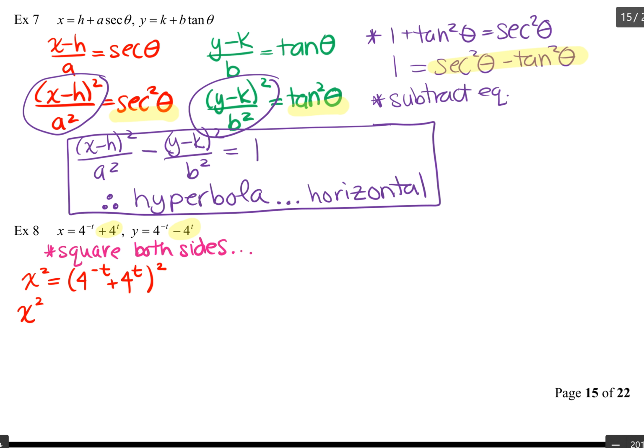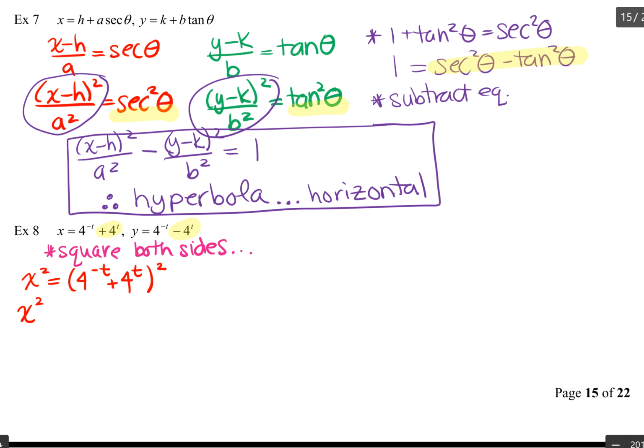X squared is equal to 4 to the negative 2t plus 4 to the 2t. Here, when I have these two, 4 to the negative t times 4 to the t, they have the same base, so I'm going to take the exponents and add them. So negative t plus t makes 0. 4 to the 0 is 1. So that's just plus 2 times 1, which is just 2. So I temporarily have that equation for my x.